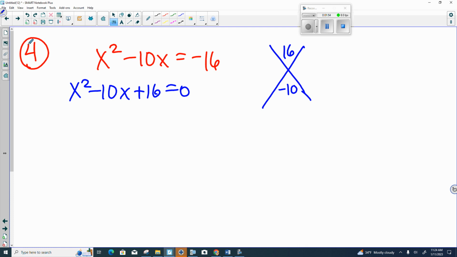You're fine. I can be patient. Everyone else is thinking of them too. Yes. So they multiply to be a positive 16. They add to be a negative 8.